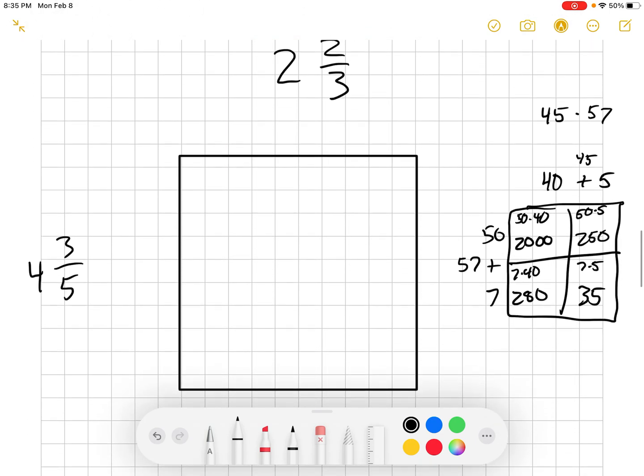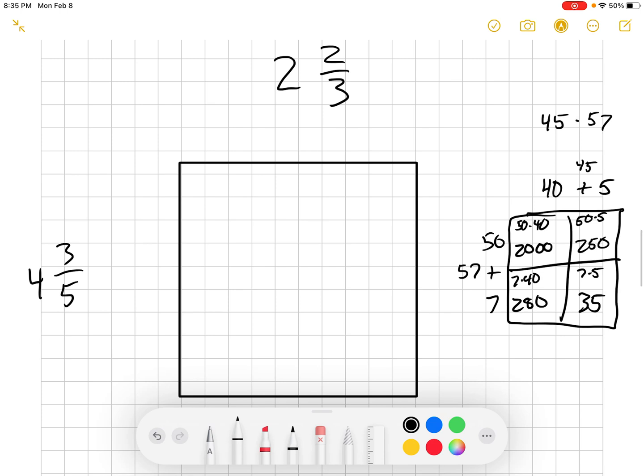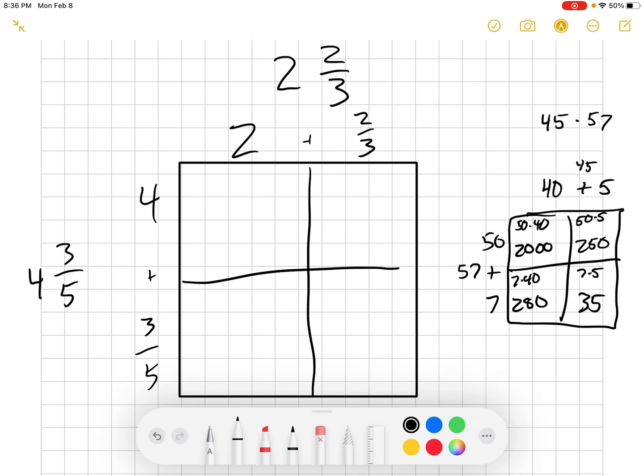So what we're going to do is we're going to use generic rectangles to multiply this. Very much like if you look on the right, 45 times 57, 45 can be 40 plus 5, and 57 can be 50 plus 7. We're going to break these two pieces down, and we're going to do this 2 2/3. We'll write as 2 plus 2/3. And we're going to do the same thing to 4 3/5, 4 plus 3/5.